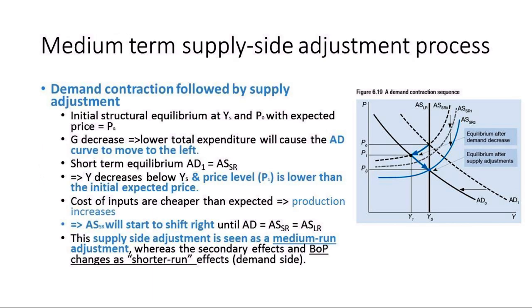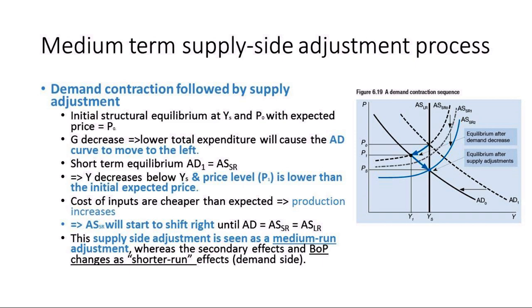Let's first talk about a demand contraction and what happens if there's a contraction in demand. Now you can see in the graph on the right here that the initial equilibrium is at the long run level YS with a price P0, and you start there with the AD curve 0, the short run AS curve 0, and it's also a point on the long run AS curve.